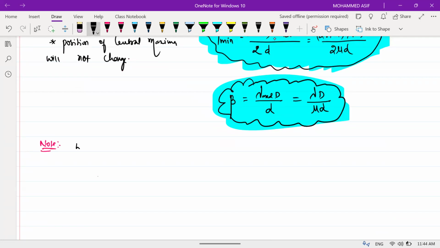Experiment. Very important. When a thin transparent sheet is placed in front of one of the slits.